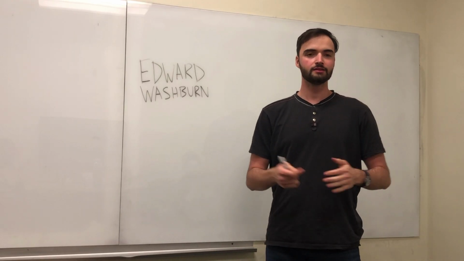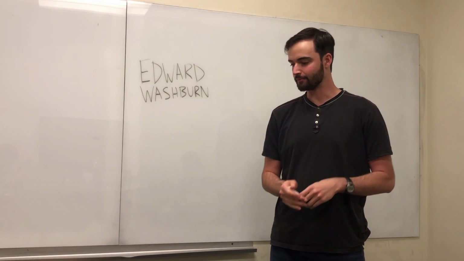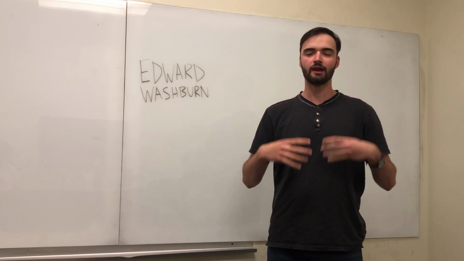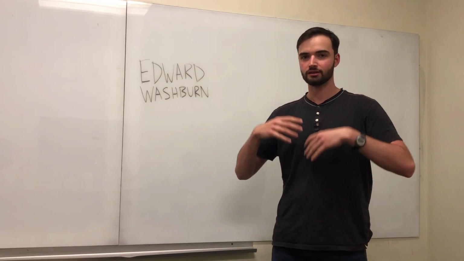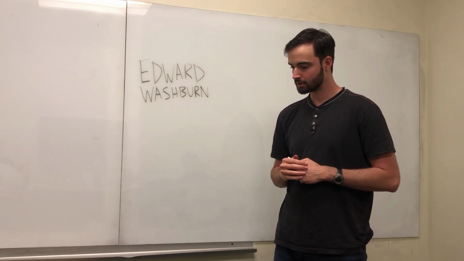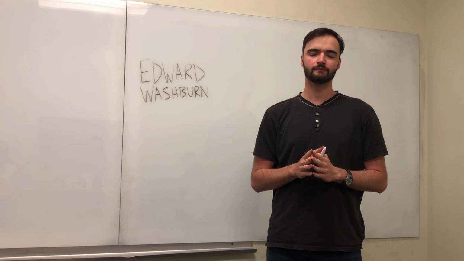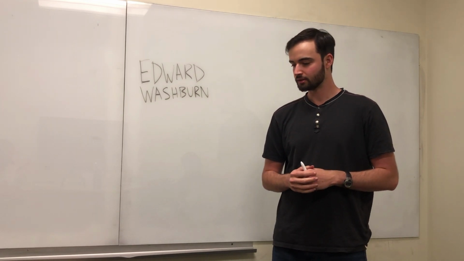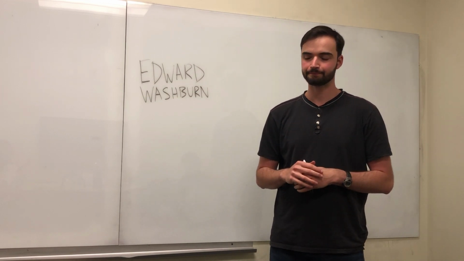So in 1921, the chemist Edward Washburn published his seminal paper, The Dynamics of Capillary Flow, giving a quantitative model describing how surface tension can affect the dynamics of flow in a porous media. Before I get into his quantitative derivation, I'm going to talk about why it's important and when it's applicable.